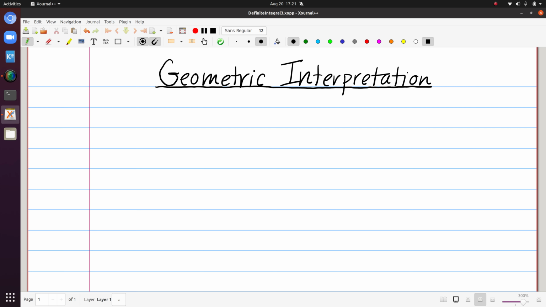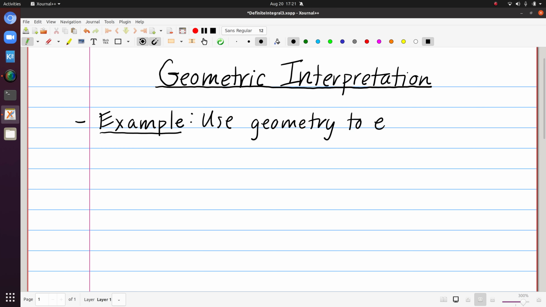What this means is that in certain instances, we'll be able to use geometry in order to evaluate a definite integral. To start with, I want to look back at the exact same two examples we saw in our last video. So we want to use geometry to evaluate, and we'll go through both cases.